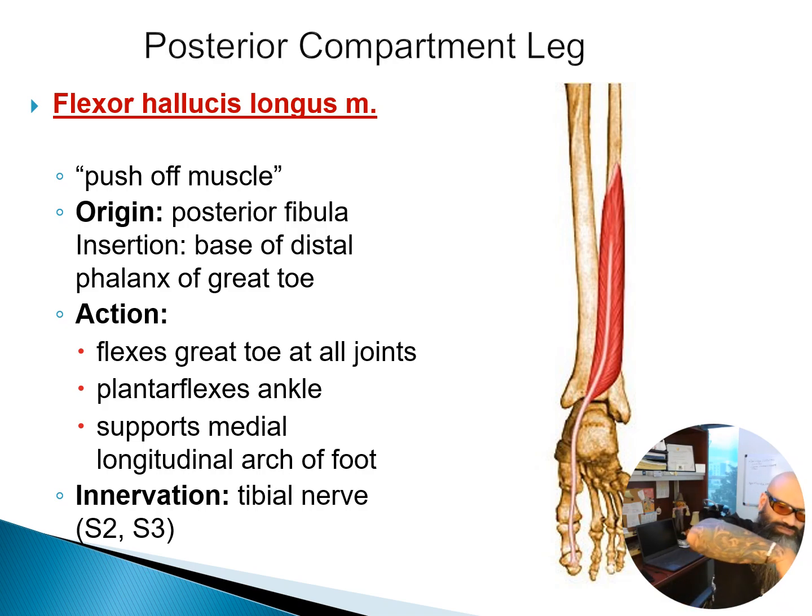Basically, it's the foot pushing off to propel yourself forward, like the toe-off phase of gait. Notice the insertion here, the distal phalanx of the big toe. The action is great toe flexion at the IP joint and MTP joint. It's innervated by the tibial nerve, originating from S2, S3 spinal nerves.